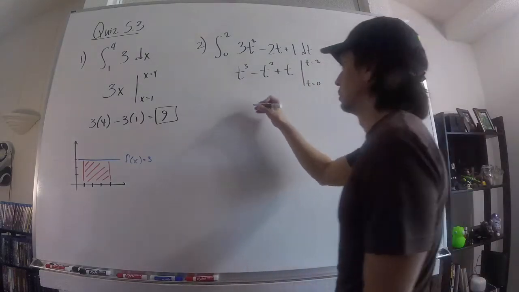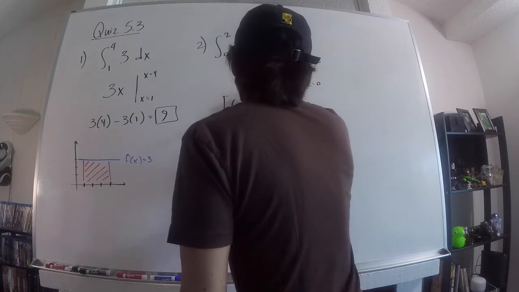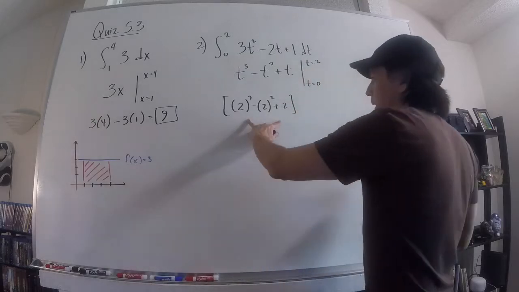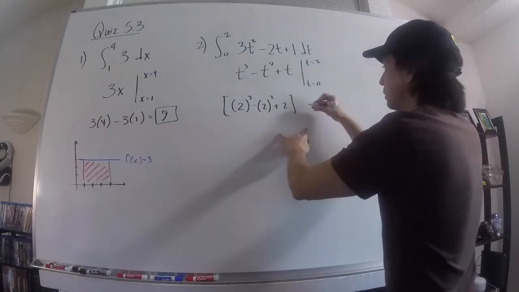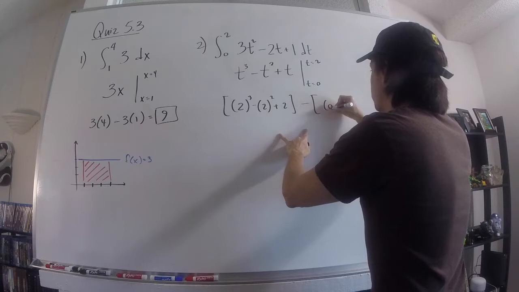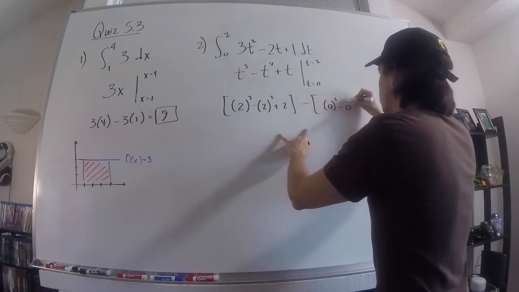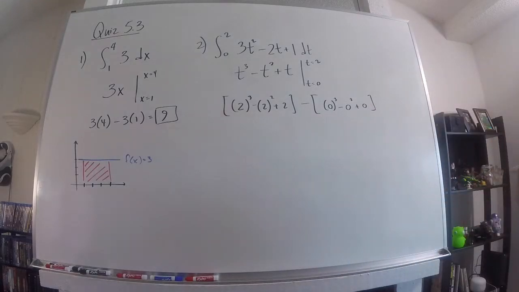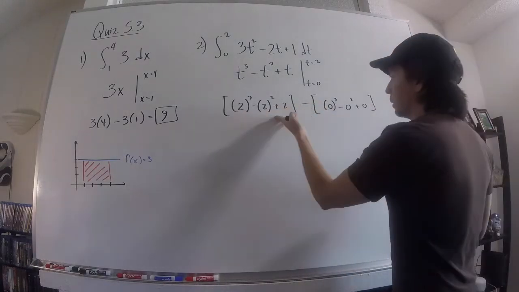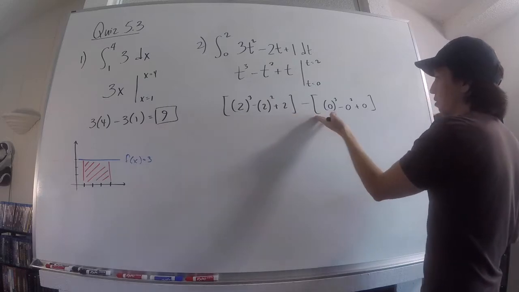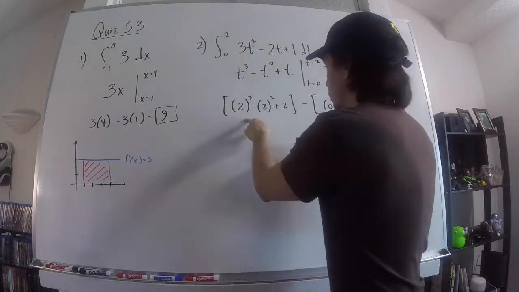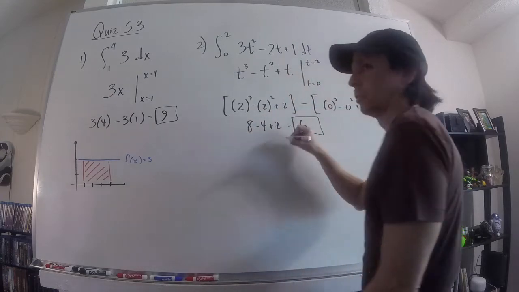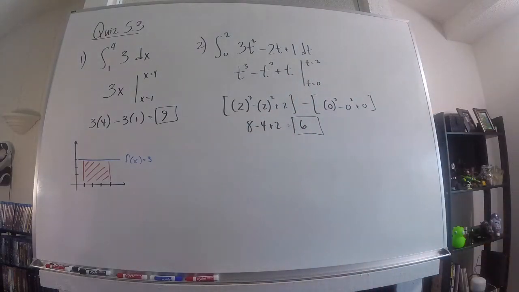Plugging in 2. So that's the antiderivative when 2 is plugged in, minus 0 cubed. I mean, if you recognize it's going to be 0, you can just omit that, but make sure you're doing the upper limit of integration plugged into the antiderivative minus the lower. Okay, so that's all 0, and I just get 8 minus 4 plus 2, 6. 6 is my answer. Okay, next one.